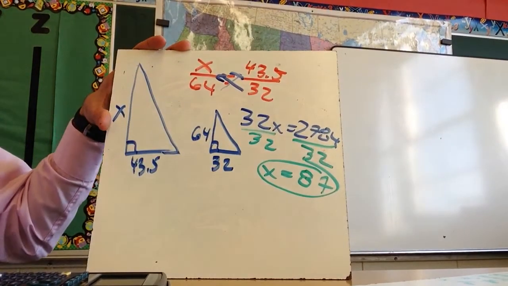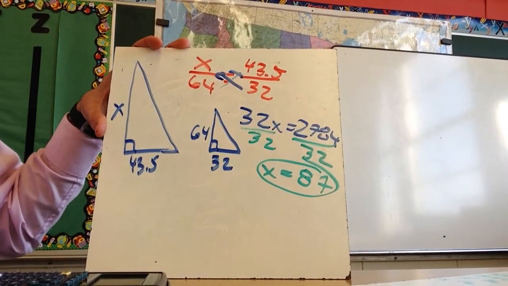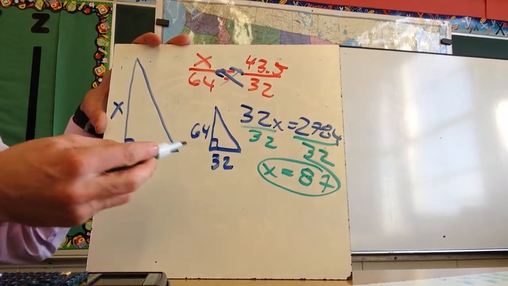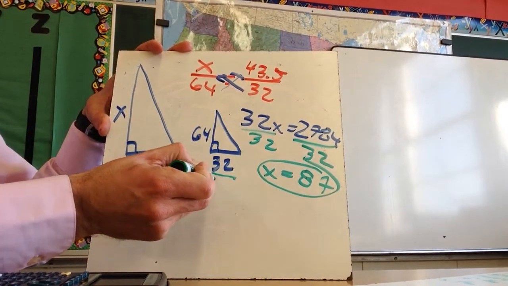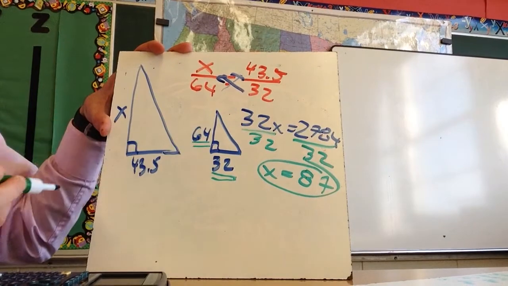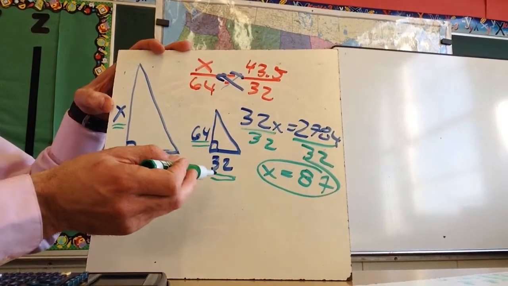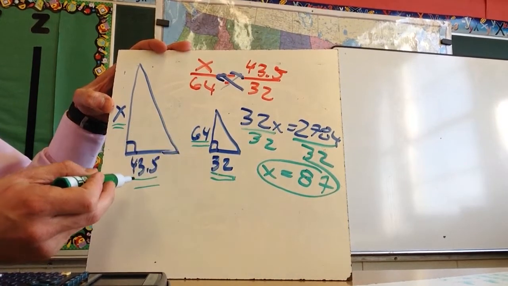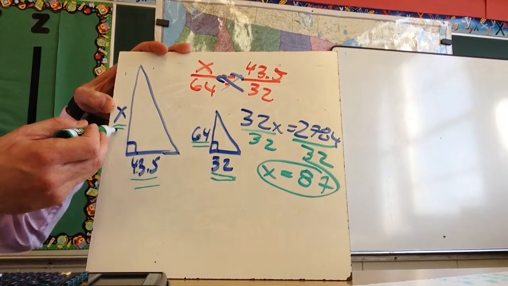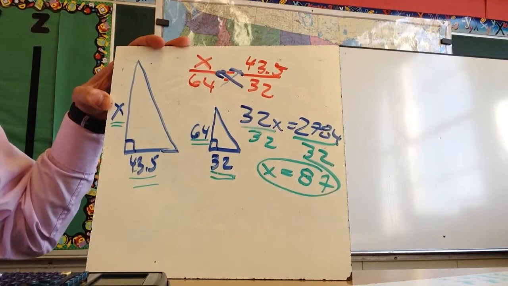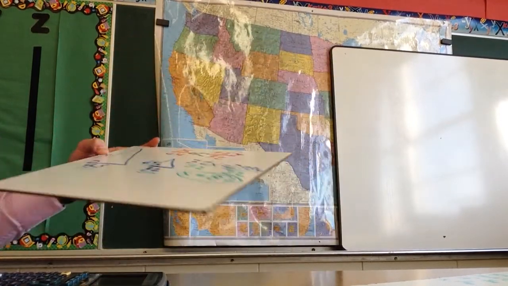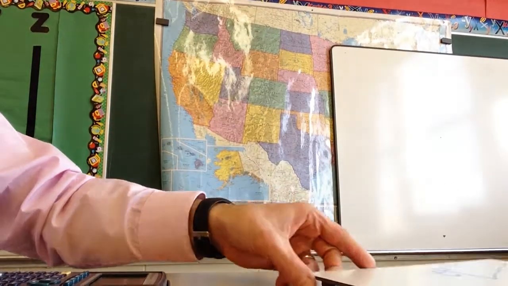Now, there actually is probably an easier way or a simpler way to do that, and that would be that this distance is half of this distance, which would mean this distance would have to be half of this one. So if 32 times 2 equals 64, I could go 43.5 times 2, and that would also get me to 87. Either of those ways would work in solving this problem.